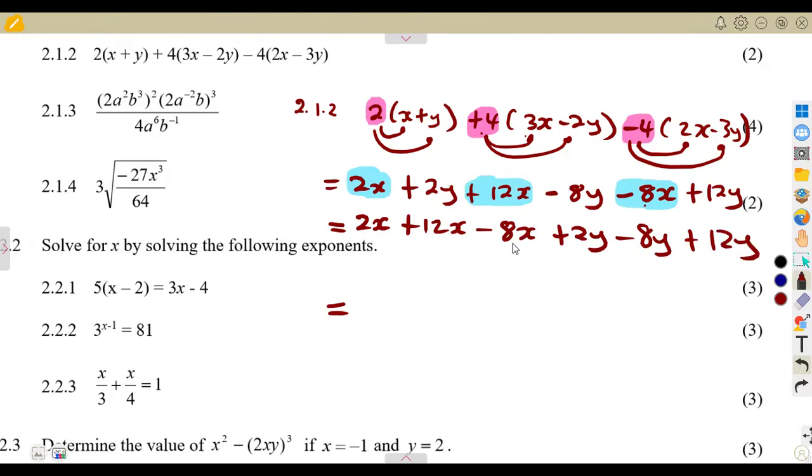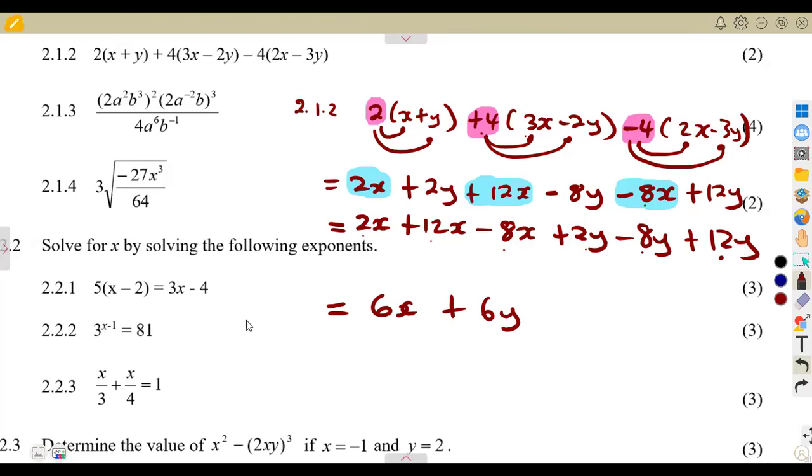So meaning to say, if we add this, this is going to be 2 plus 12, which is 14. 14 minus 8, which will be 6, or just use your calculator. So that will be 6x. 2 plus this, that's 14, minus this, that's a 6 again. So if you add and subtract, or just use your calculator at once, that will be a positive 6.